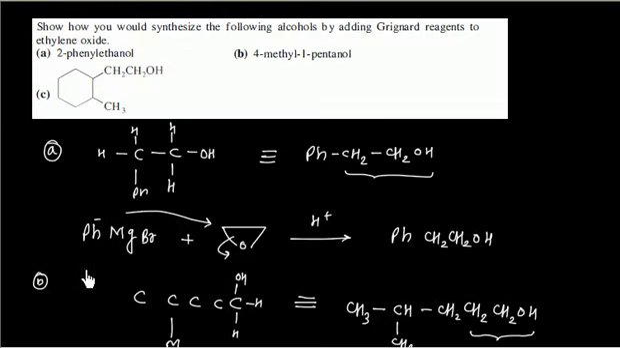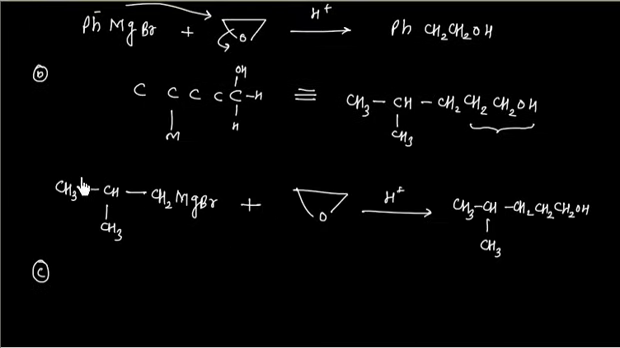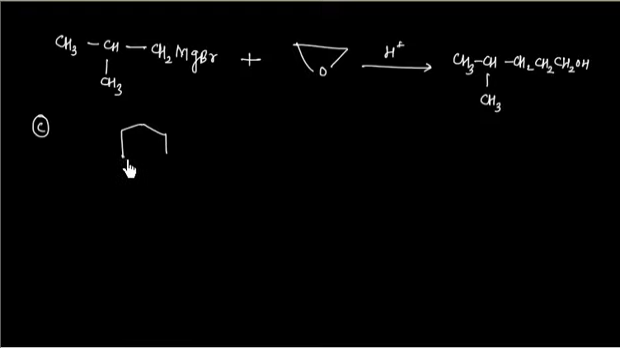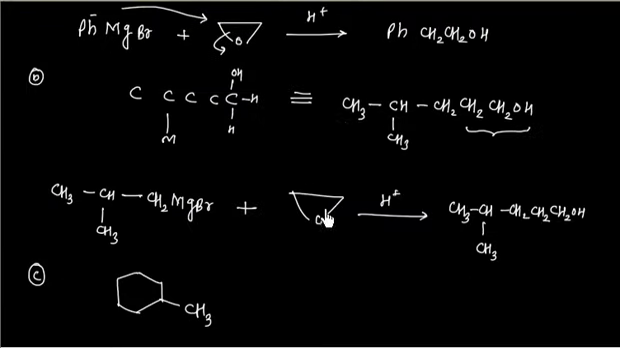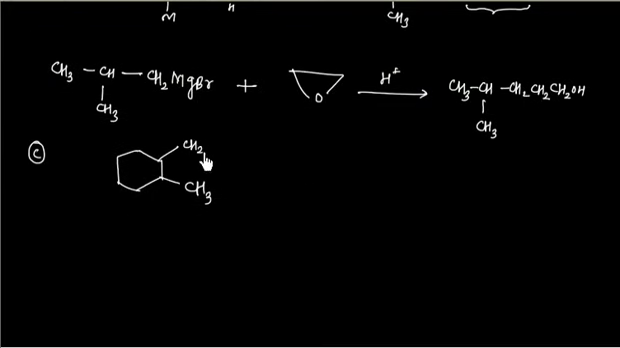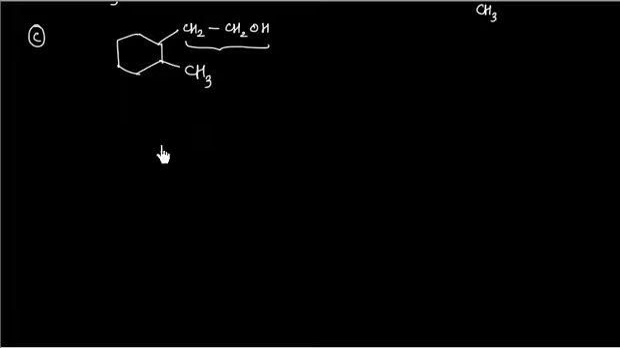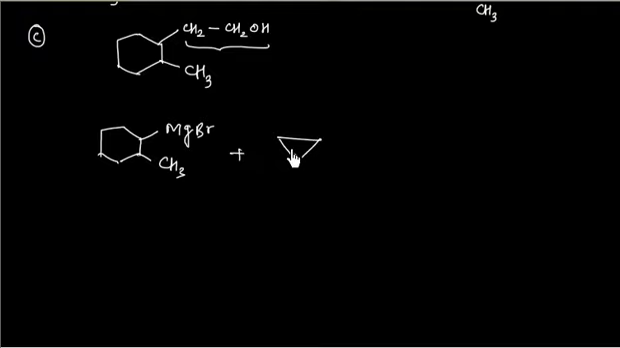Now the next one, we have this compound, here we have CH2CH2OH. Now this part is coming from ethylene oxide, so it is clear that we have to take the Grignard reagent of this, MgBr, and if this is treated with ethylene oxide, further protonation, this will give the desired product CH3CH2CH2OH.